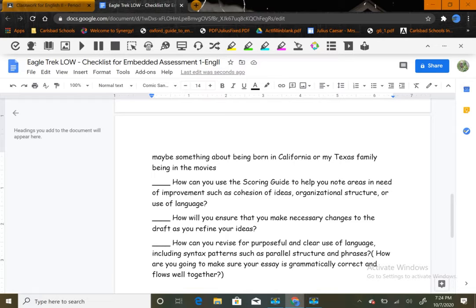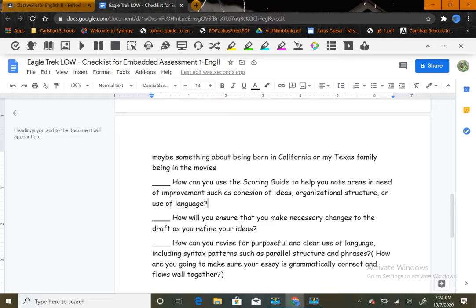know areas in need of improvement, such as cohesion of ideas, organizational structure, or use of language? So how am I going to make sure that it flows? Make sure that it all comes together. It's not just random things. Meaning, I talked about California in my first paragraph, talked about Texas in my second paragraph, talked about celebrations in my third paragraph, and then my final paragraph I talk about being an immigrant from England. Okay, that doesn't flow together. Those ideas are not cohesive. They don't go together unless I can make them go together.